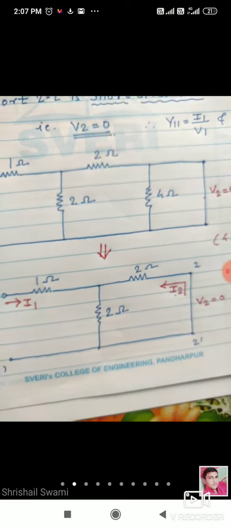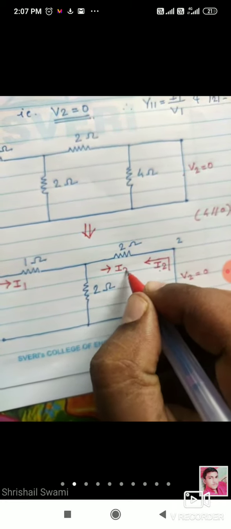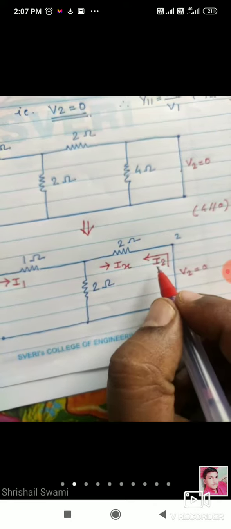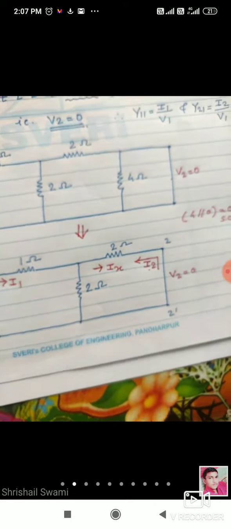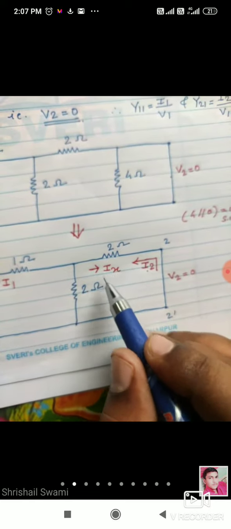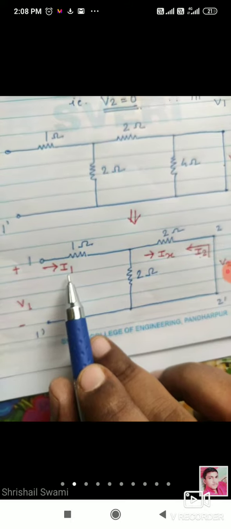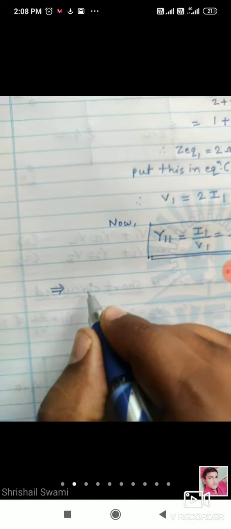Use current division. Okay, so use current division means let Ix be a current. According to I1, you can use the path. So Ix and I2 will be the same, only minus will be there because of opposite direction. Ix you can find out by using current division, and total current is I1. Okay, now we can start to find out current division. So current division is very important concept. I told you a lot of times.